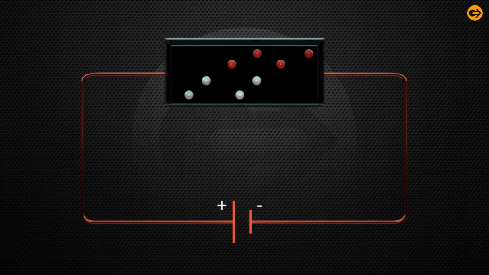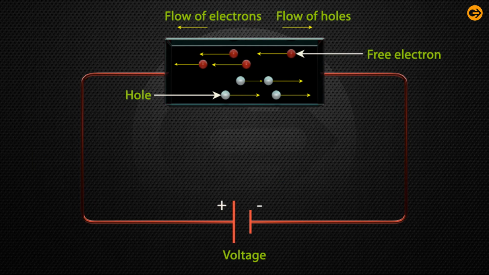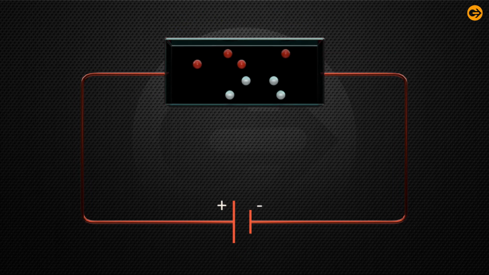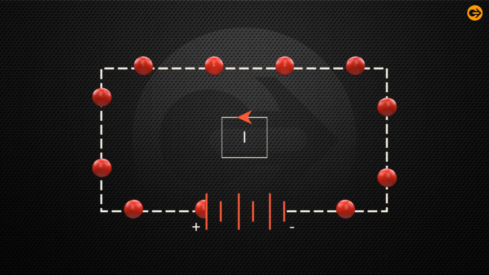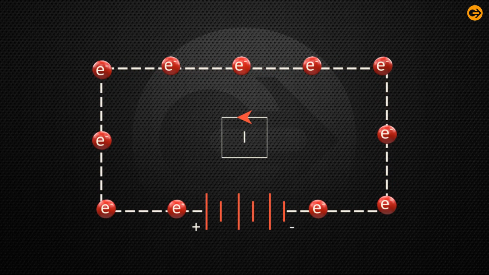On the other hand, when an electric field is applied across a semiconductor or conducting material, a current is produced due to flow of charge carriers. This current is known as drift current. Drift current is produced by the electric field, that is, charged particles are pushed by an electric field.